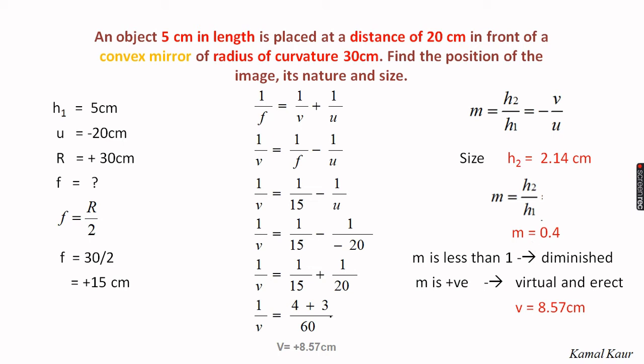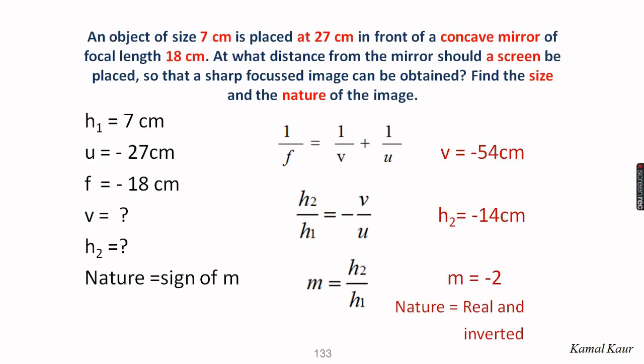I hope you are getting some clarity about solving these problems. Let's take one more problem here. Read the statement and highlight the keywords. So we see that here we are given an object of size 7 centimeter, which means the height of the object h1 is given, which is always positive. Remember to insert proper signs along with every value.